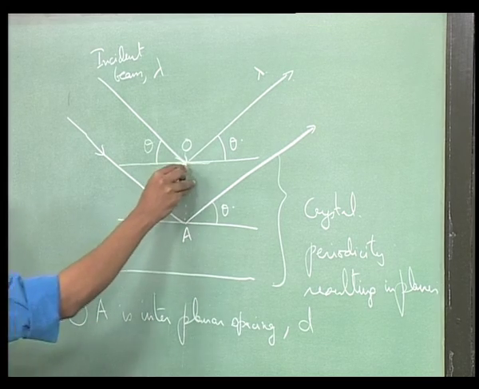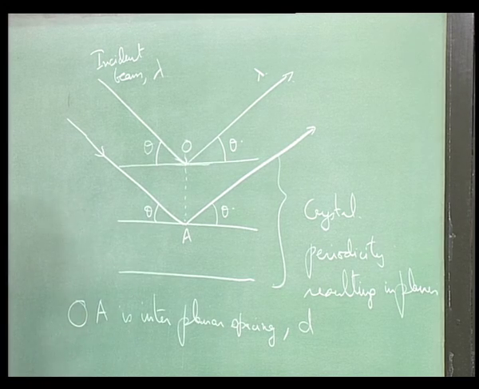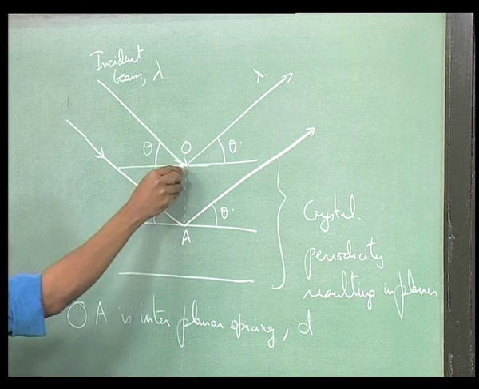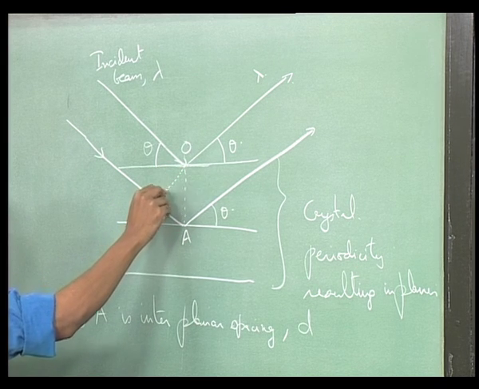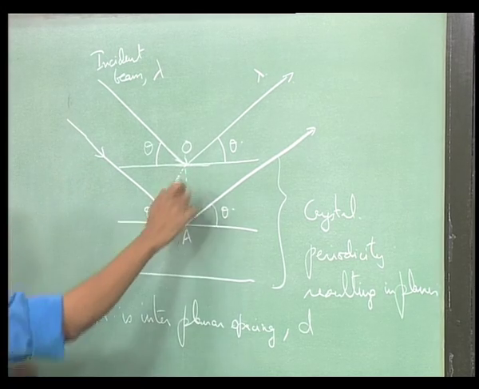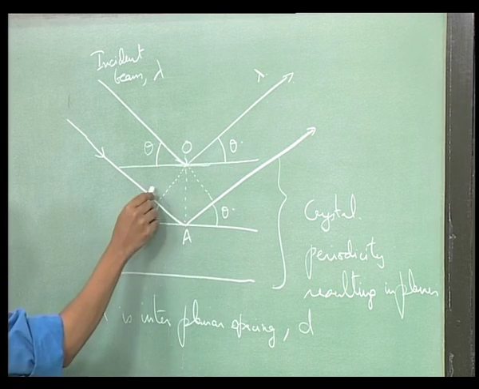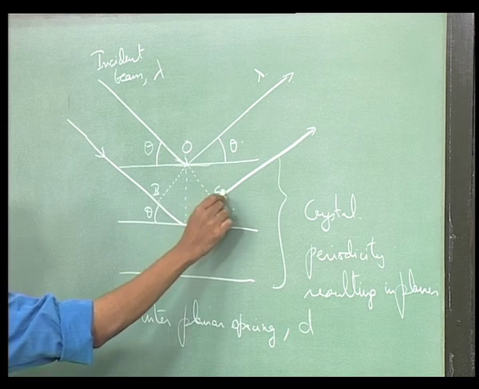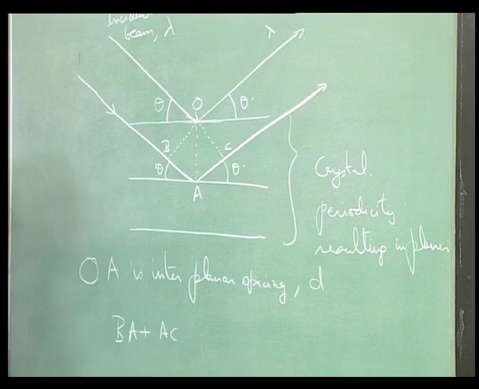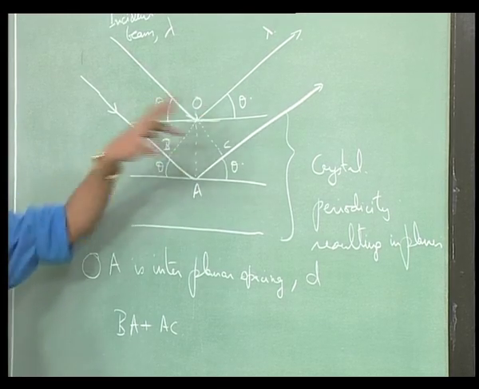We would like to first find out the path difference between this wave and this wave, since they are coming in such that both waves are in phase. This is the additional distance being travelled by the wave that is coming to the second plane. We will call this B and this is C. So BA plus AC is the additional distance being travelled by the wave that is coming to the second plane relative to the first plane.